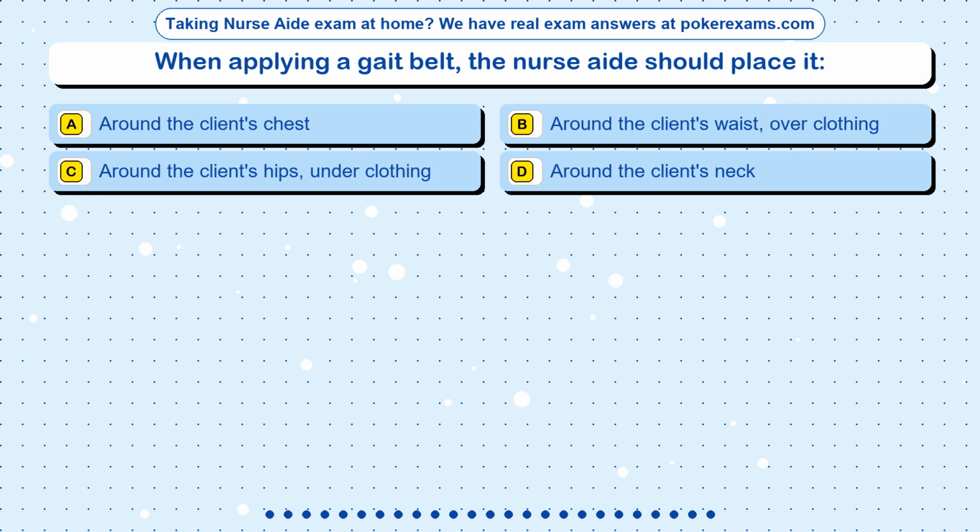Question 23. When applying a gait belt, the nurse aide should place it: Option A. Around the client's chest. Option B. Around the client's waist, over clothing. Option C. Around the client's hips, under clothing. Option D. Around the client's neck.